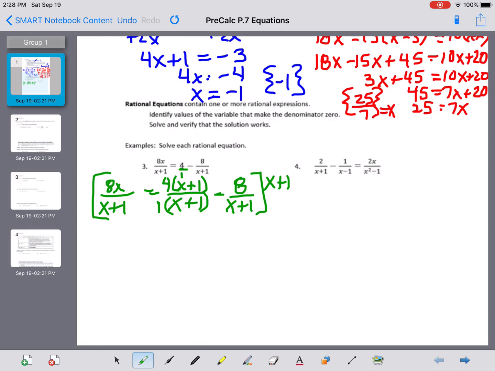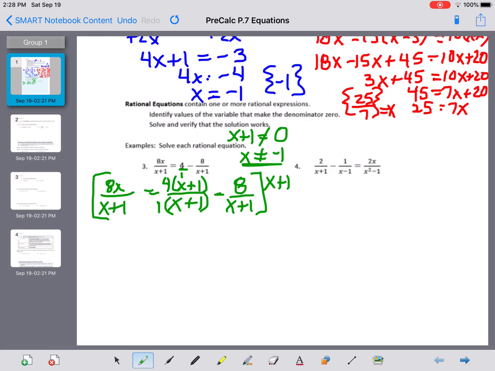One thing I do want to stress before I go much further, though, is as soon as you work with a rational expression, when you have variables in the denominator, you do need to be careful that you have values in your domain that are not allowed as a solution. So when I look at this one, remember, my denominator cannot equal 0, so that means x cannot equal negative 1. So keep that in mind as we solve this, that x will not be allowed to equal negative 1.